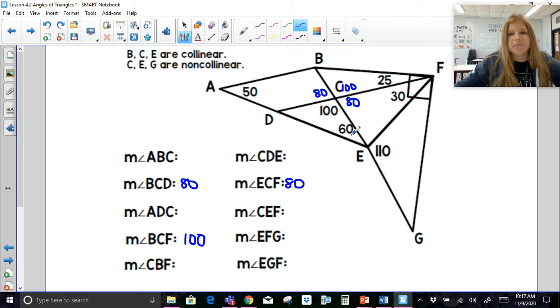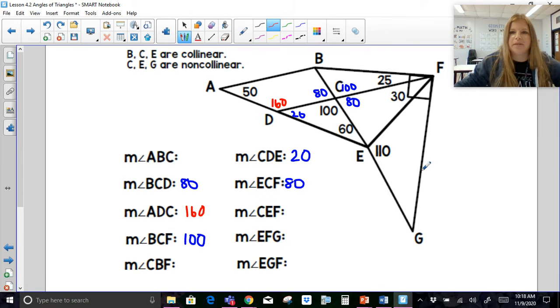All right. So now I've got this little mini triangle here. So if this is 100 and this is 60, then this angle is 20 because all of them have to add up to 180. So CDE is 20. All right, I'm going to switch colors just so I can see what's going on. So now this ADC, if this is 20, then I have to subtract it from 180, so this is 160. So ADC is 160.